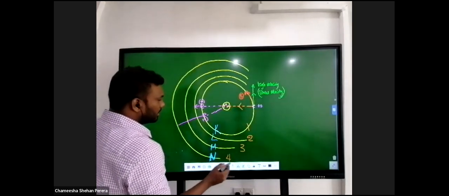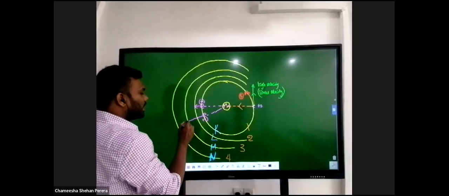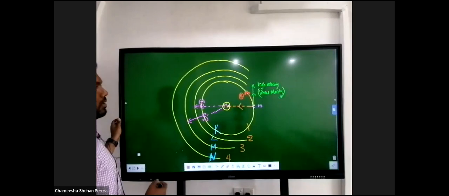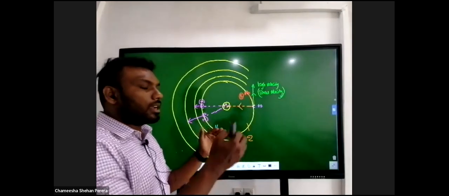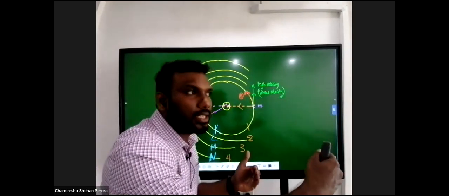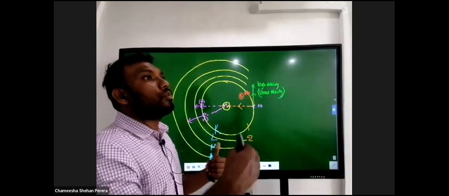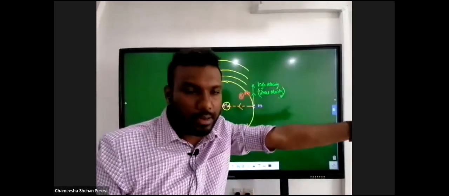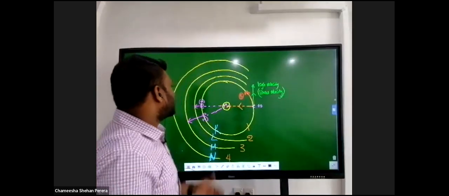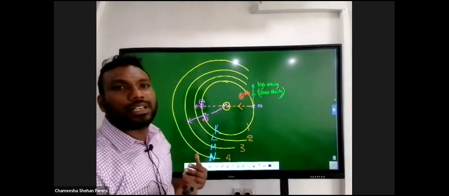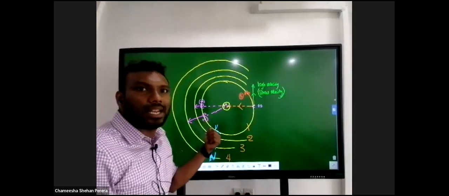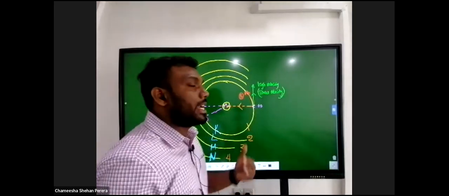Let's make it third energy level. It tries to move into third energy level. Now, the first electron was trying to move into the next immediate energy level, but the second electron tries to go into two energy levels beyond. So this second electron actually needs more energy than the first electron needed, because it is trying to move even further.